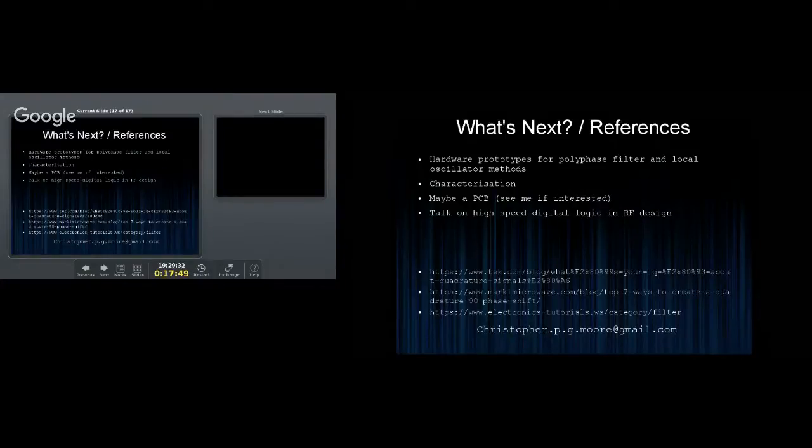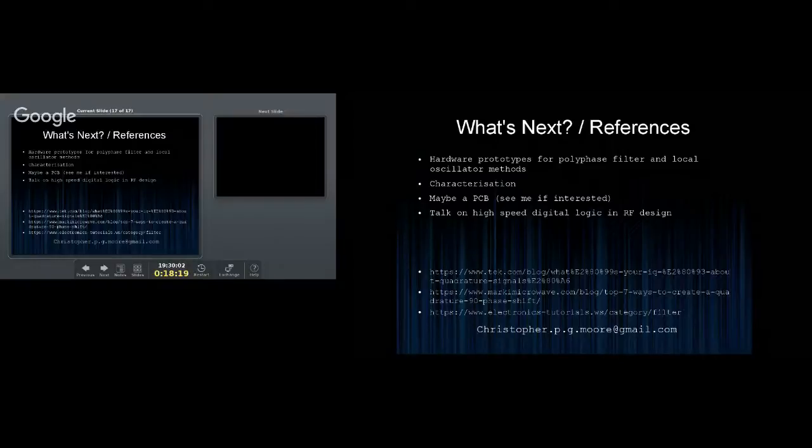So basically the whole idea of this is I wanted to be able to show you a hardware prototype because I've got all the bits. I've just had my time split between a few different things. So I'll actually be implementing the polyphase filter and the local oscillator methods. Then I'm going to try and characterize, probably a lot of calibration work with the polyphase filter, but there's also a bit of work in trying to characterize the phase noise from the clock jitter in the local oscillator method, and I'll probably produce a PCB.